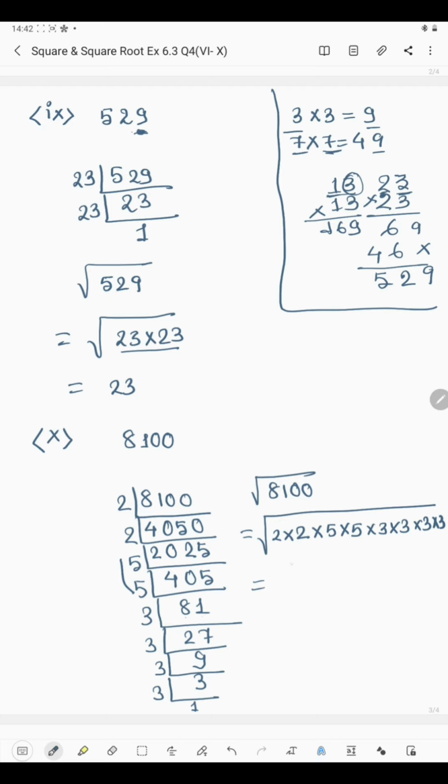Okay, now make pairs of this. From these two we will take 1, from these two we will take 1, from these two we will take 1, and from these two we will take 1. So 5 2s are 10, 10 3s are 30, 30 3s are 90. So the square root of 8100 will be 90.